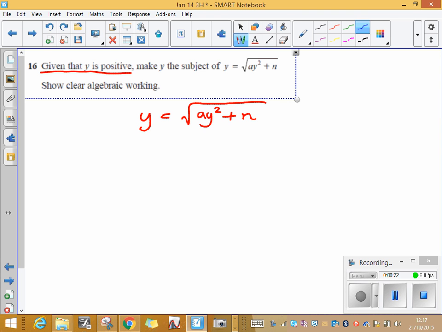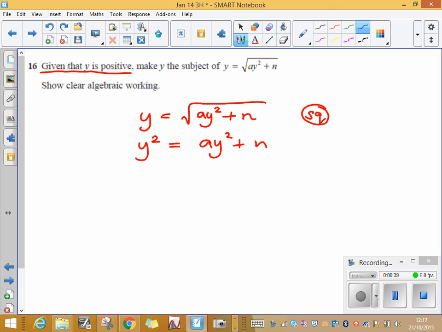Now the only thing that I can do as my first step is to square both sides. I've got the square root sign. I can't do anything with what's inside the square root sign until I've got rid of it. So if I square both sides, the left hand side becomes y squared. The right hand side, I'm squaring a square root, so the square root disappears. So a squared plus n.